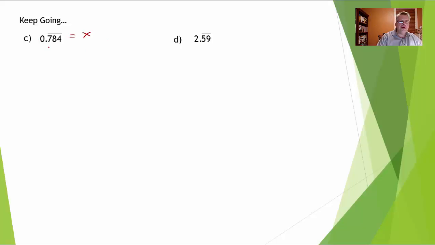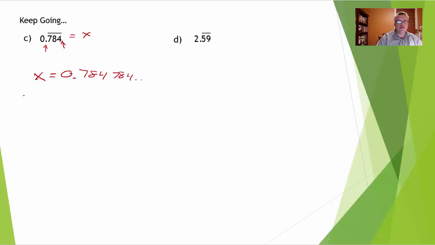Now, we see that already the decimal place is at the beginning of the pattern. The pattern starts right away. So we're going to use just x itself. We don't have to multiply by anything the first time. So it's 0.784784 repeating. And now I want to move it to the end.